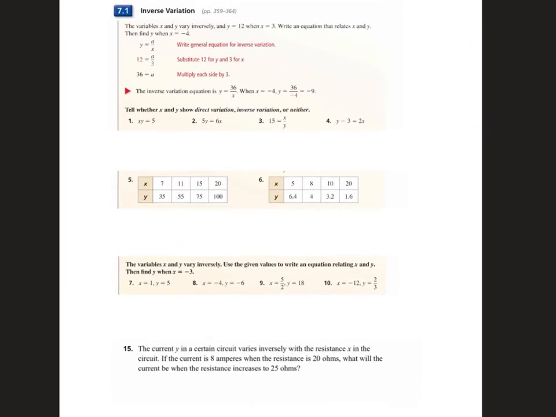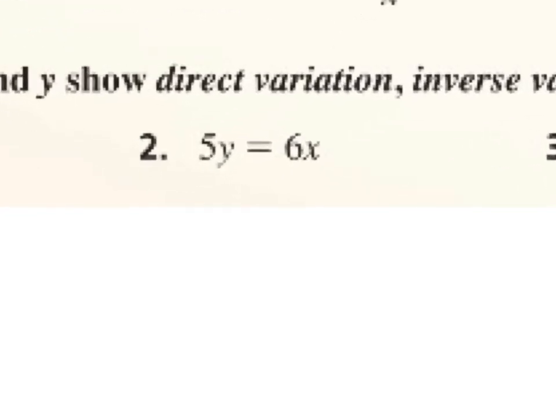Number 2. So for these where we have to show if it's direct, inverse, or neither, we always have to set y equal to everything else in our equation. We want y all by itself. So how can we get y all by itself here? Divide by 5. So we have y is equal to 6x over 5. So y is all by itself. What do you think this is?